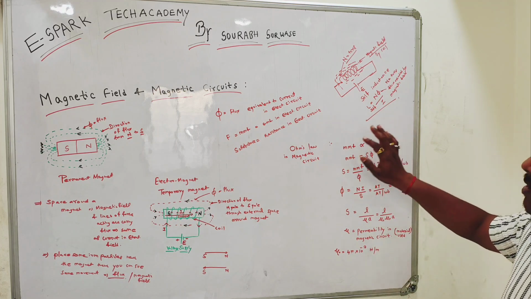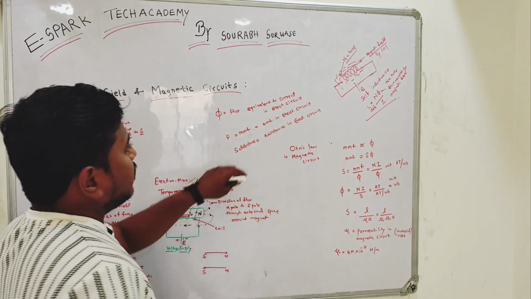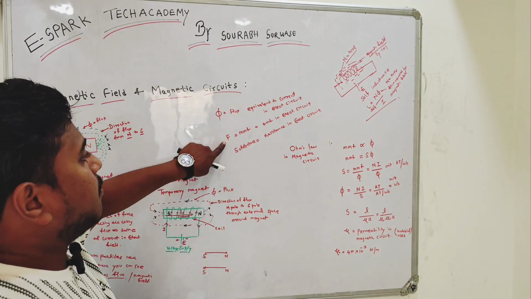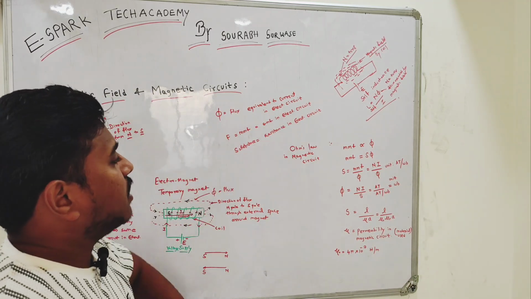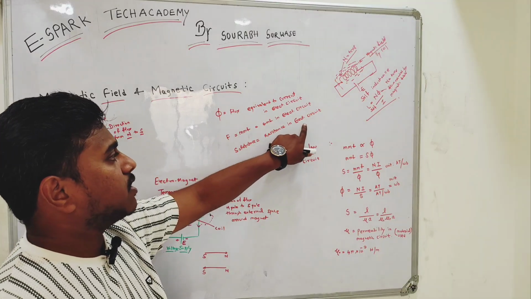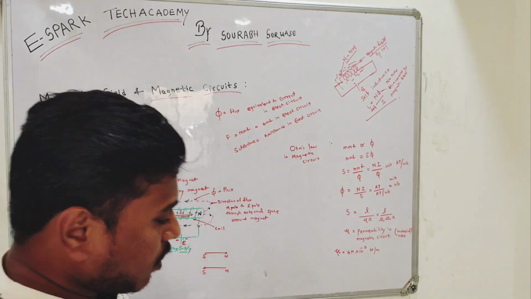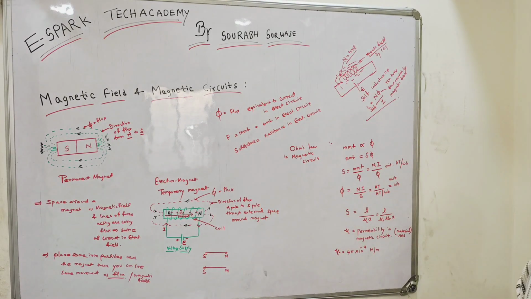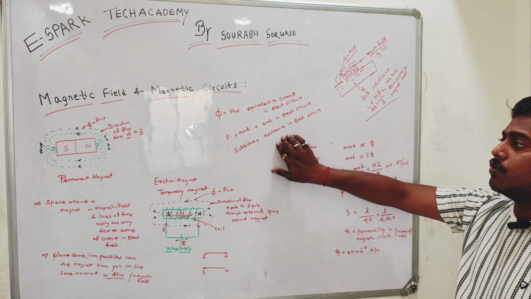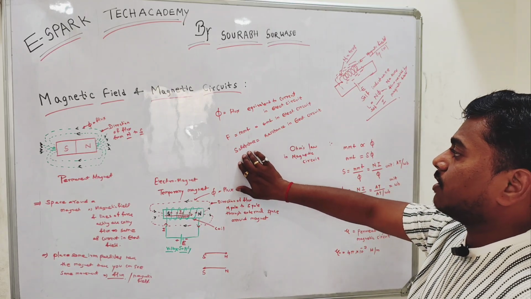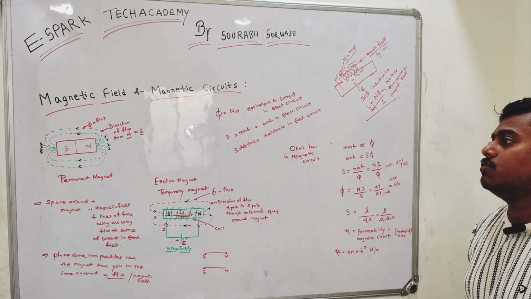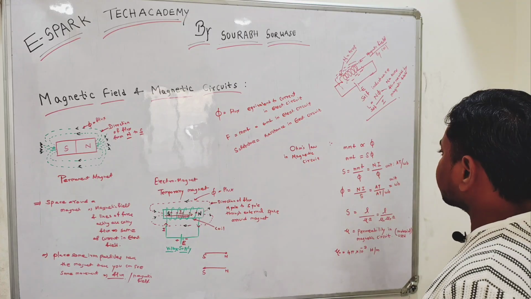Now the flux is equivalent to current in an electric circuit. MMF is the EMF in an electric circuit. Reluctance is the resistance in an electric circuit. What is resistance in an electric circuit? It is opposition to the flow of current. In the same way, reluctance is opposition to flux.